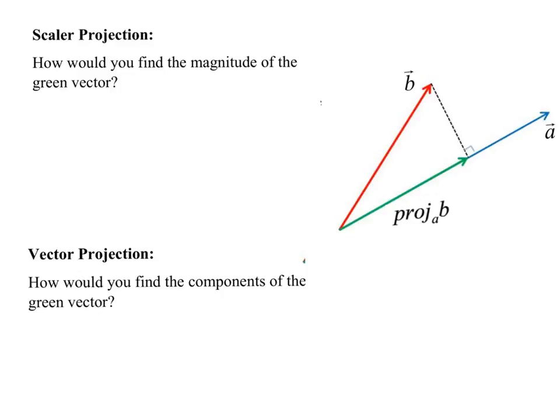Sometimes you'll see people say something about taking a light and shining it down, and the shadow would be the projection. So the first thing I'd like to do is think about the length of the green vector. Let's start with some things we could actually calculate. If we're given vector B, we could calculate the magnitude of B. And if we're given vector A, we could calculate the magnitude of A as well.